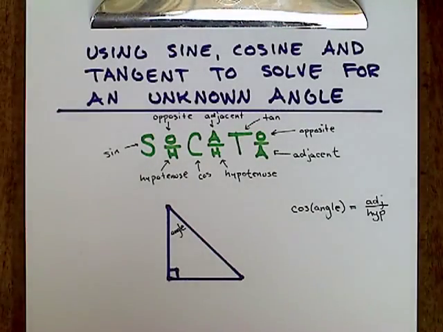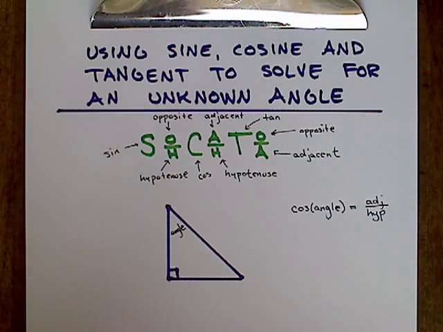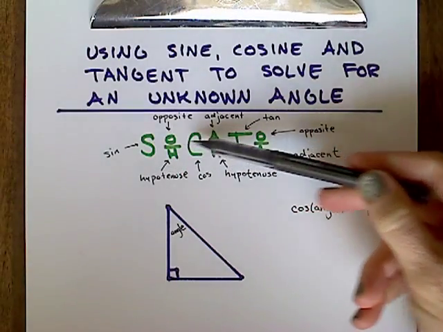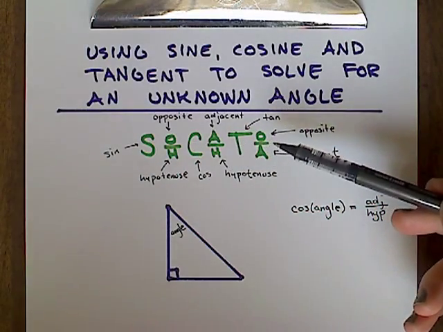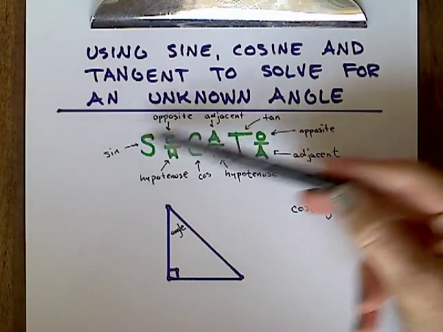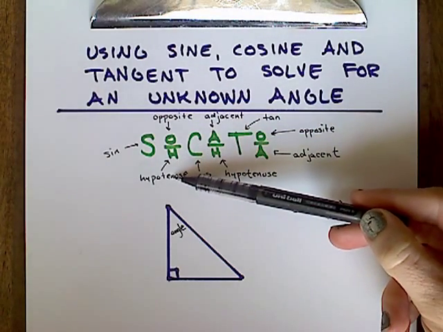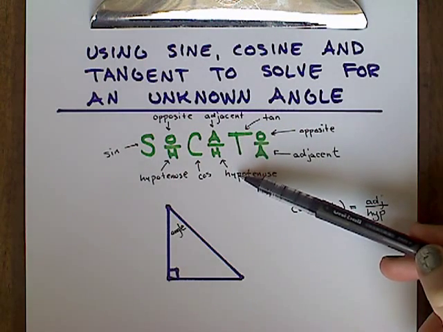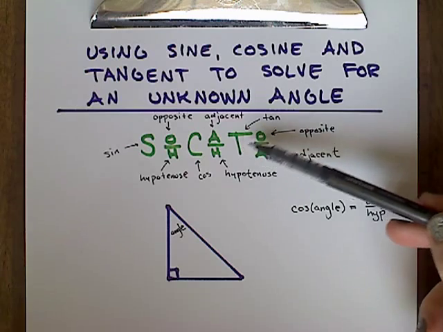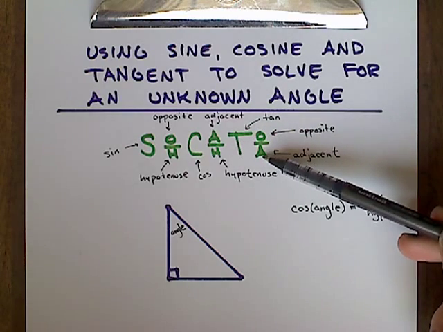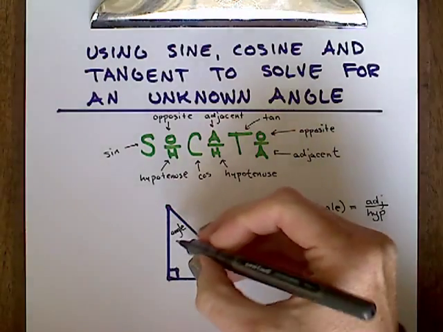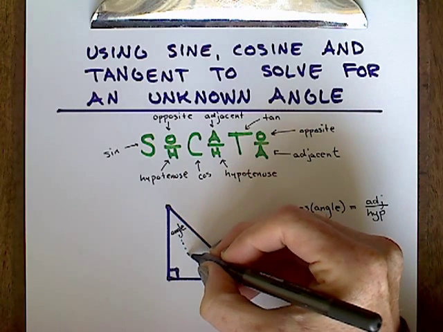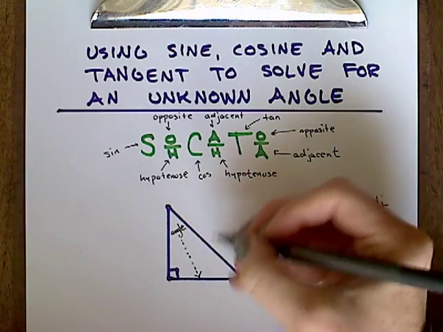In order to use sine, cosine, and tangent to solve for an unknown angle, we first have to refresh ourselves on what sine, cosine, and tangent represent. So we use the mnemonic SOH CAH TOA to remember this. We start with sine, which is the ratio of the opposite leg to the hypotenuse, and cosine, which is the ratio of the adjacent leg to the hypotenuse, and finally tangent, which is the ratio of the opposite leg to the adjacent leg.